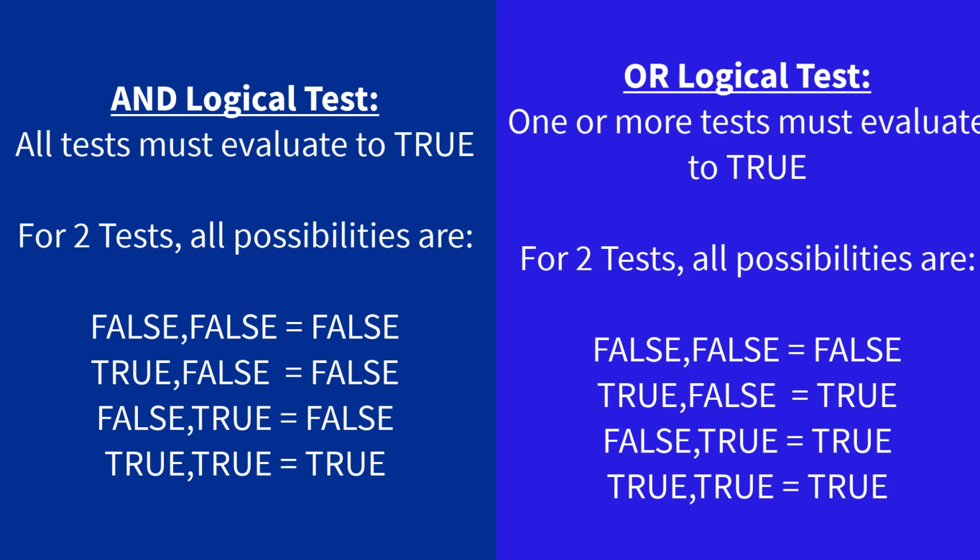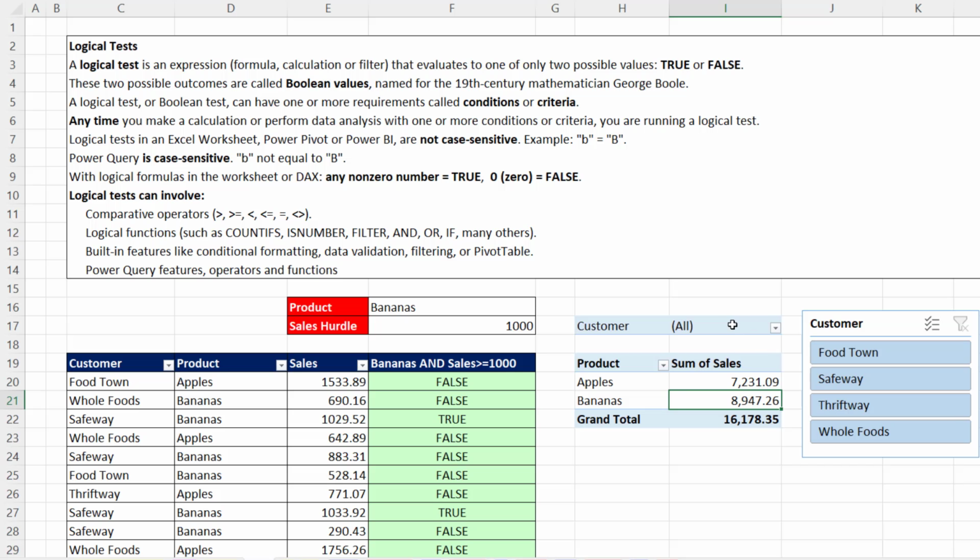And we'll see examples coming up. Now let's look at some examples of AND logical tests. And we'll start with our pivot table first. Right now, this is a pivot table, and these are calculations that are based on a single condition.